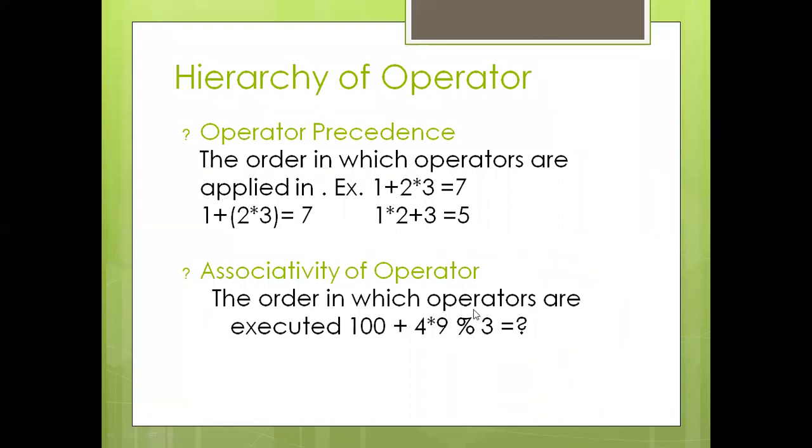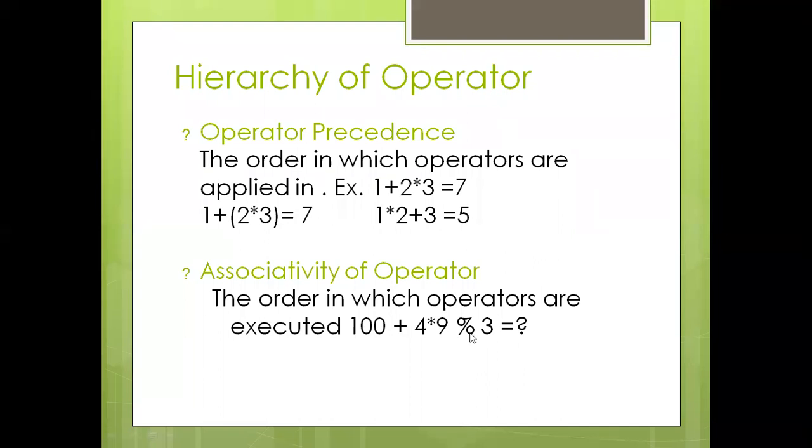Now you tell me the result of this expression: 100 plus 4 multiplied by 9 mod by 3 equals what? Solve it. Okay, I'll tell you. See, 100 plus 4. We will not solve the plus earlier, because plus has the lower priority. Multiplication and modulus have the higher priority. Everyone pay attention here. Multiplication and modulus both have the higher priority.